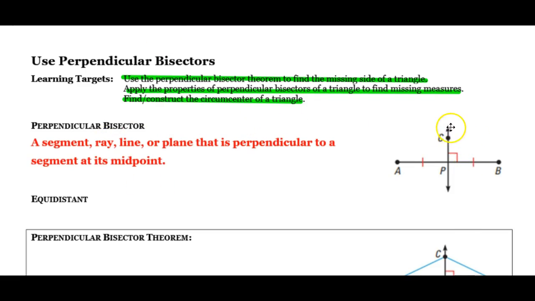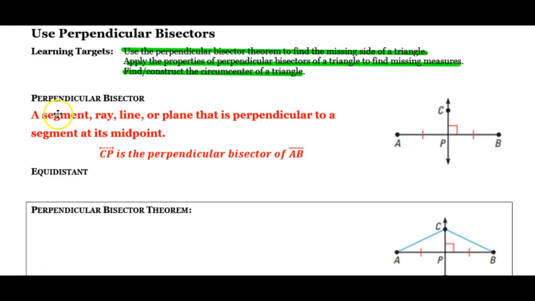So a perpendicular bisector is a segment, ray, line, or plane that is perpendicular to a segment at its midpoint. So notice CP is a line, AB is a segment. This little box tells me it's a right angle, so these two, line and segment, are perpendicular. And these two dashes indicate that these two pieces of AB are congruent, which means that P is the midpoint of AB. So CP, line CP, is the perpendicular bisector of AB.